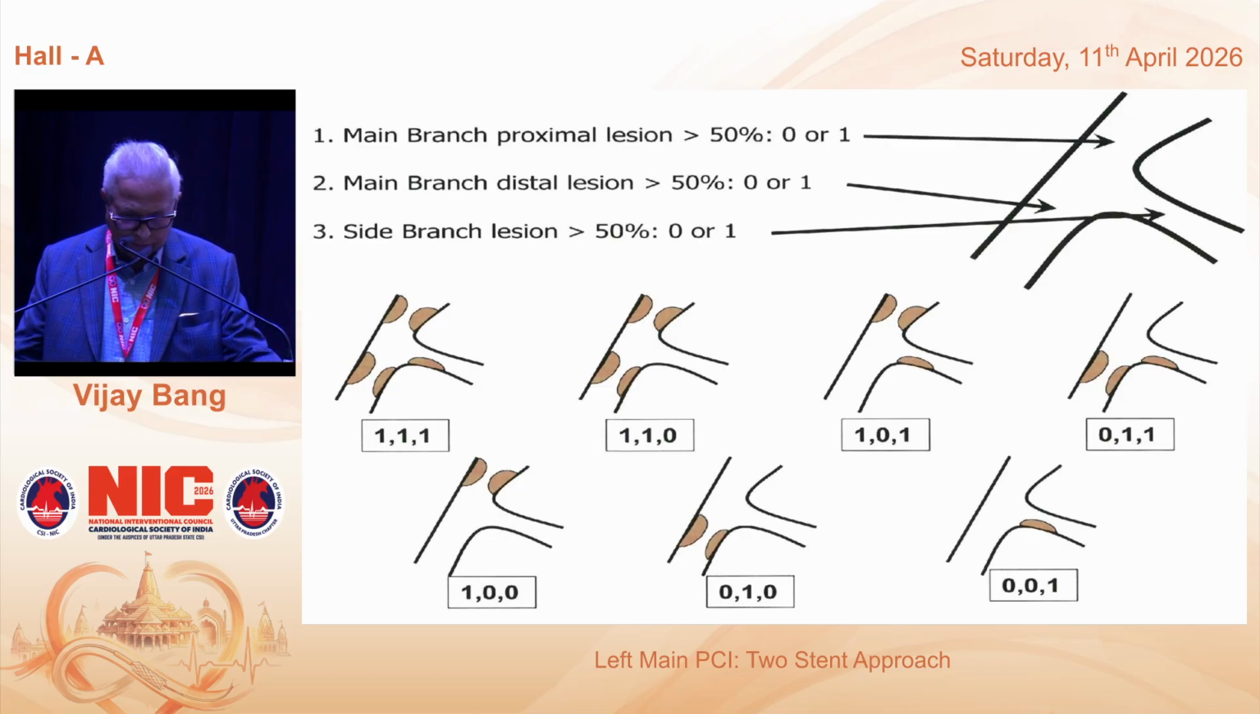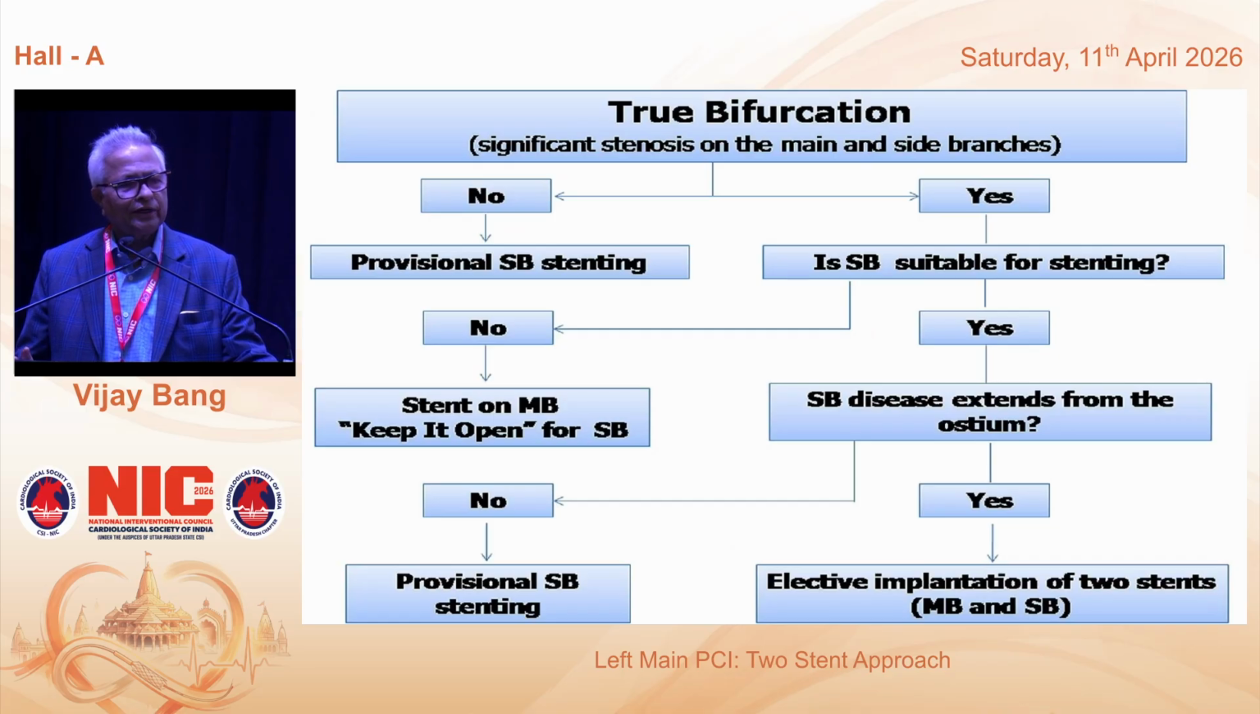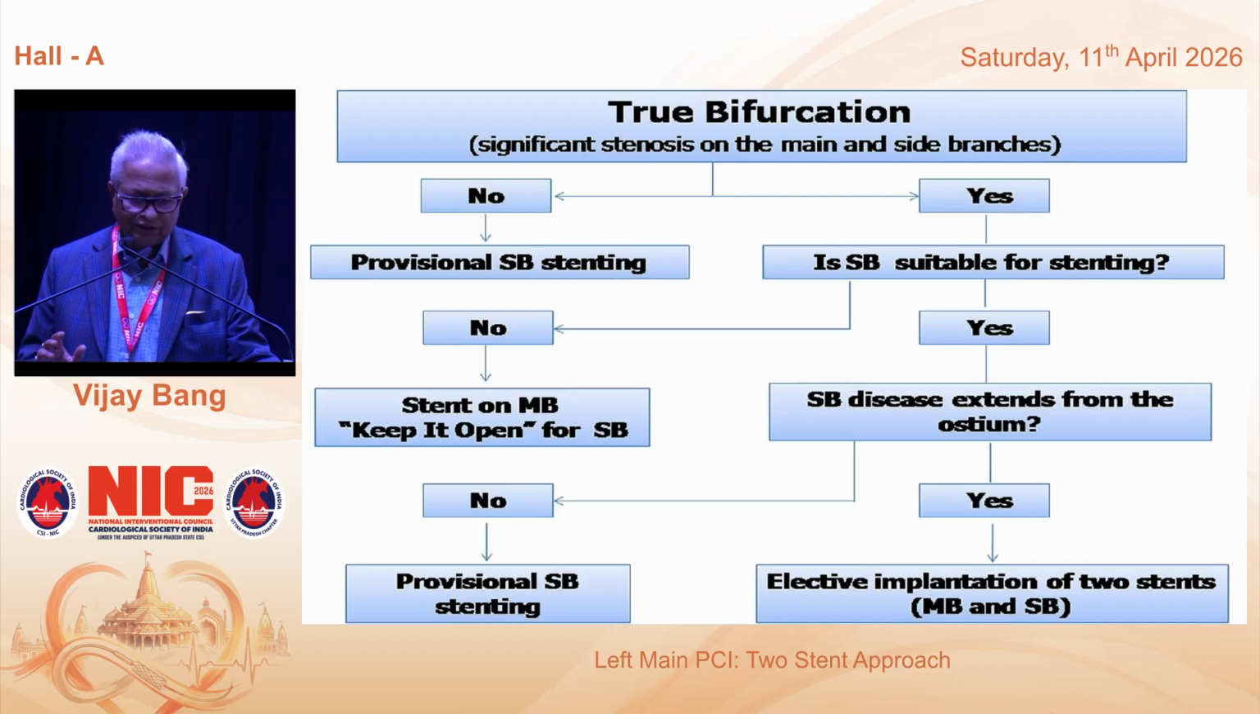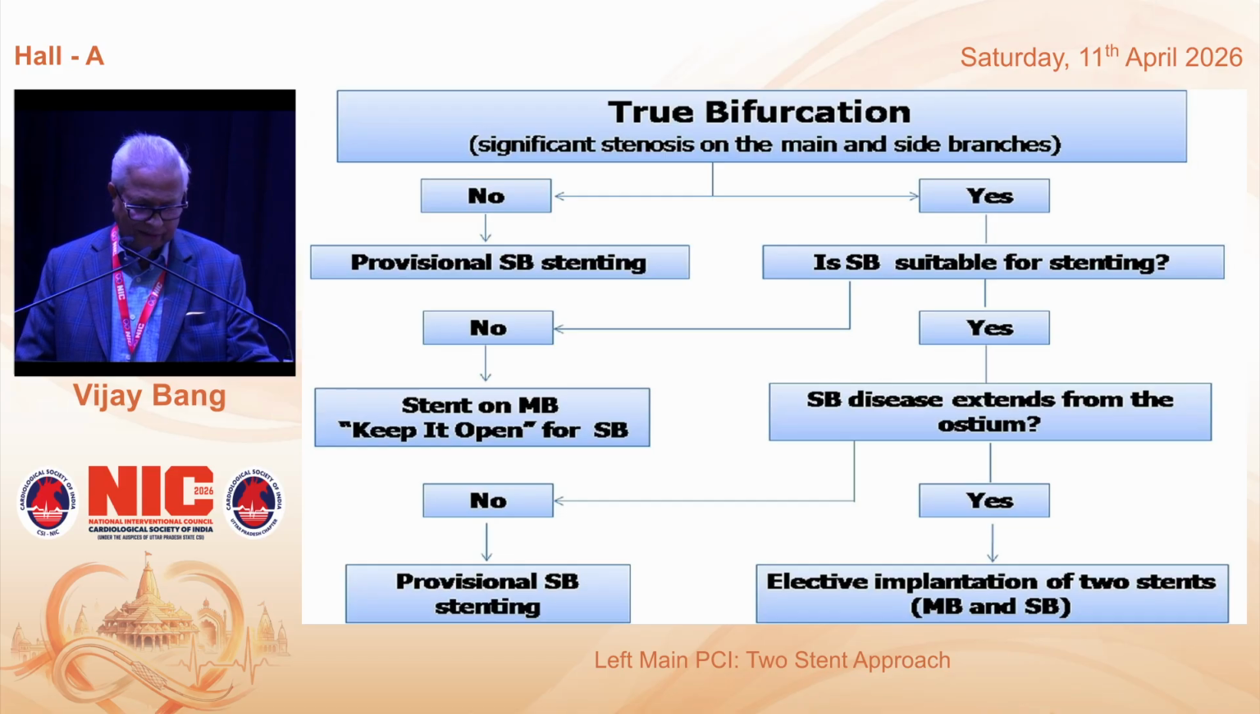So when do we do the two-stent approach? Mainly for true bifurcation lesions. What do we call true bifurcation lesions? 111, 110 and 011. These are the three true bifurcation lesions, and all others are non-true bifurcation lesions. Amongst those, do all of them require a two-stent approach? No. We have to study whether the stenosis in the side branch is more than 70% or not, and the length of the lesion is more than 10 millimeter or not. If it is not, provisional stenting is fine.